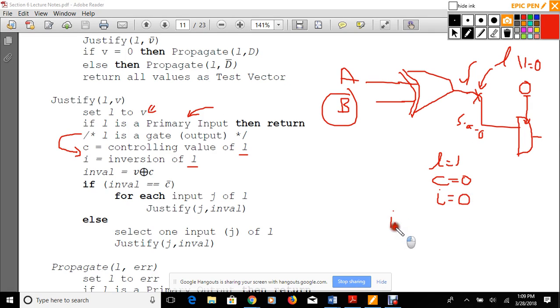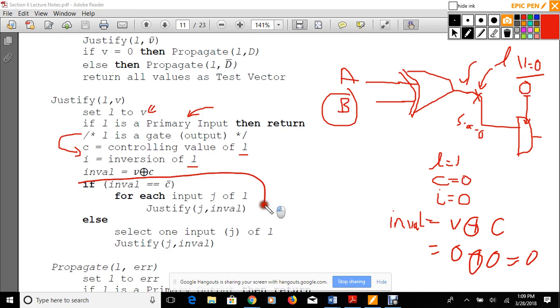So if we're going to say it's invalid, it is going to be V XOR C, right? And so that's going to be equal, in this case, V is equal to 0, right? XOR C, which is going to be equal to 0. So if invalid does not equal the inversion of C, like it is in this case, so invalid is equal to 0, and C is also equal to 0.